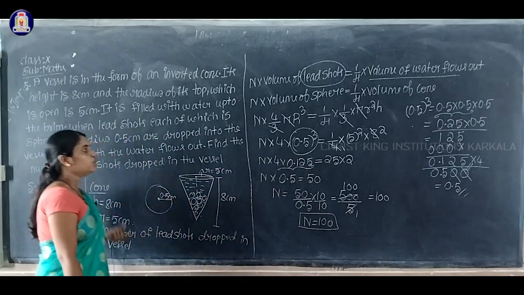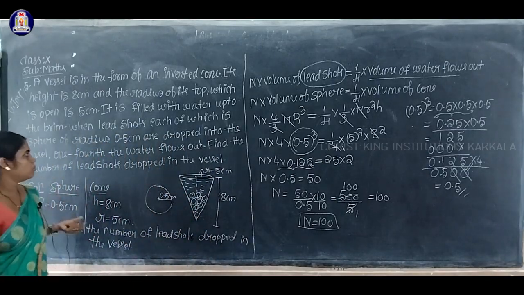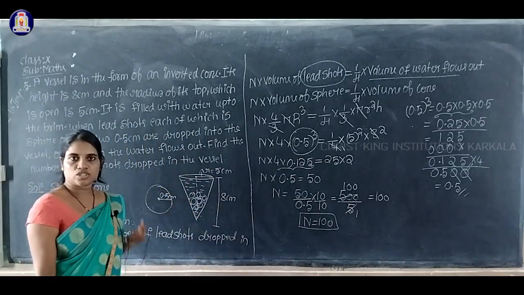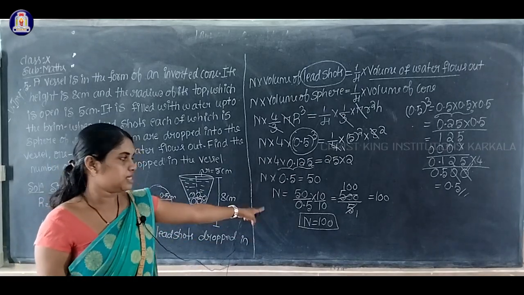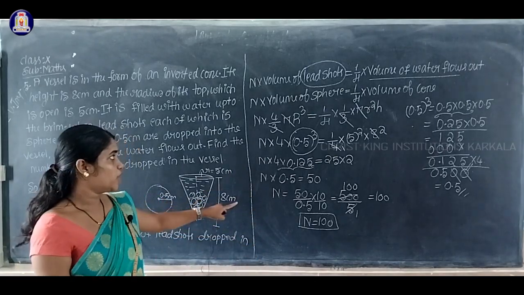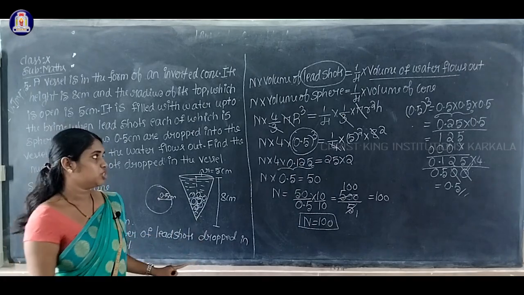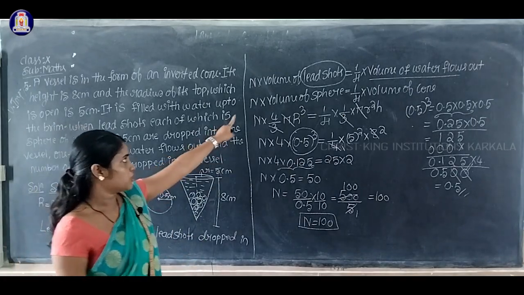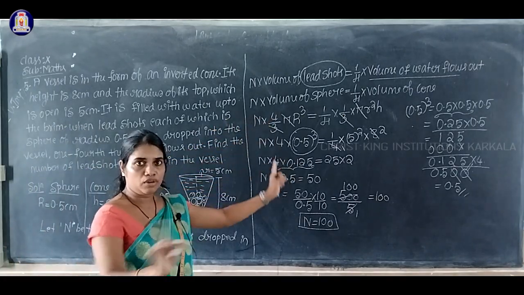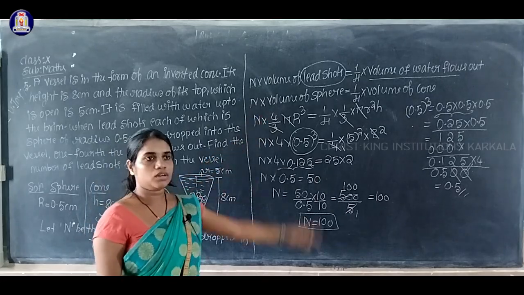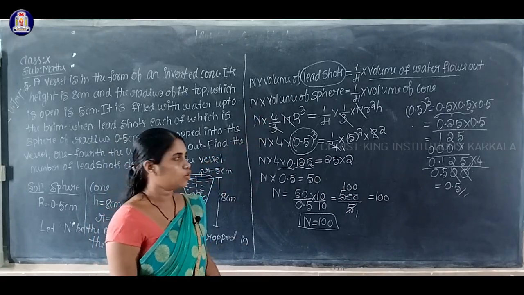So therefore what is the exact number of lead shots dropped in the vessel? That is 100. Okay, see students, this is a very important question. Okay, you just remember the concept how to equate. If you know this, the remaining part you can solve easily. Okay, yes.